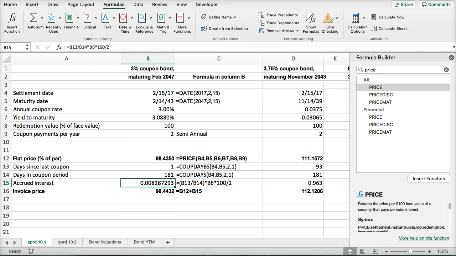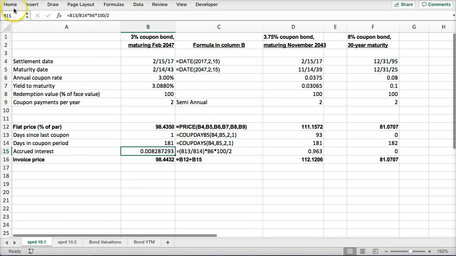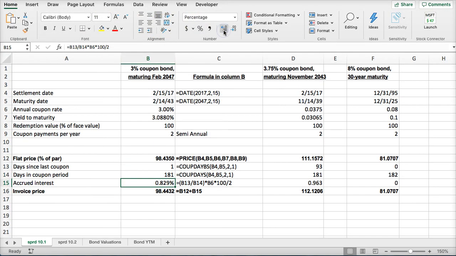So with accrued interest, we're going to be using just that straight formula, which was the days, and this is from the textbook, this formula: the days since the last coupon divided by the days in the coupon period, multiplied by the annual coupon rate times 100 divided by 2. And this should be expressed as a percent. Invoice price, again, for this, we're just going to add the flat rate plus the accrued interest. Okay. Now you can see here that these are just 3 other examples. We're talking about a 3.75% bond and an 8% bond. So these are just 2 other examples you can scroll through that will give you the same results.